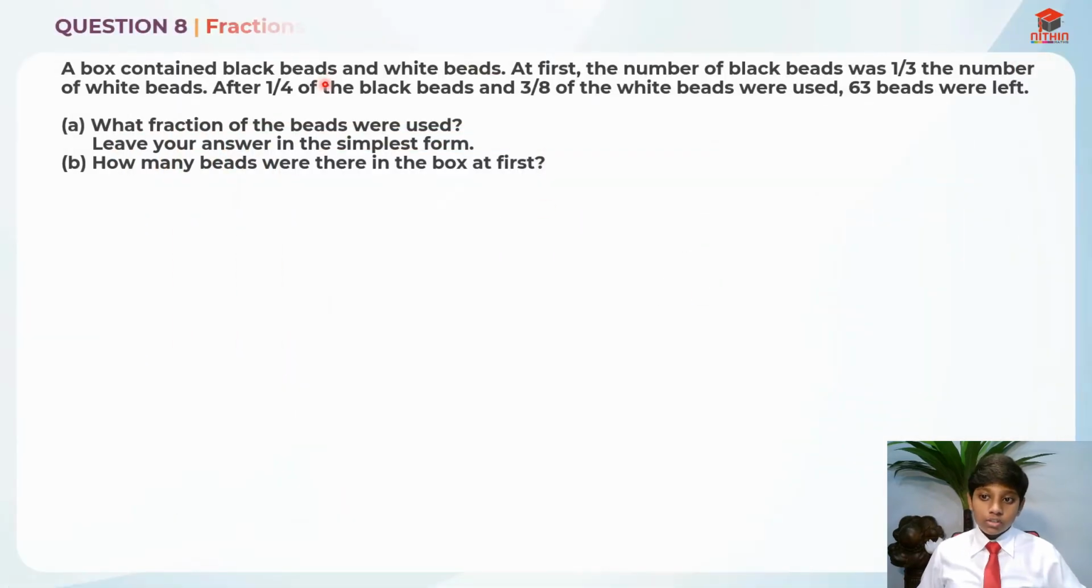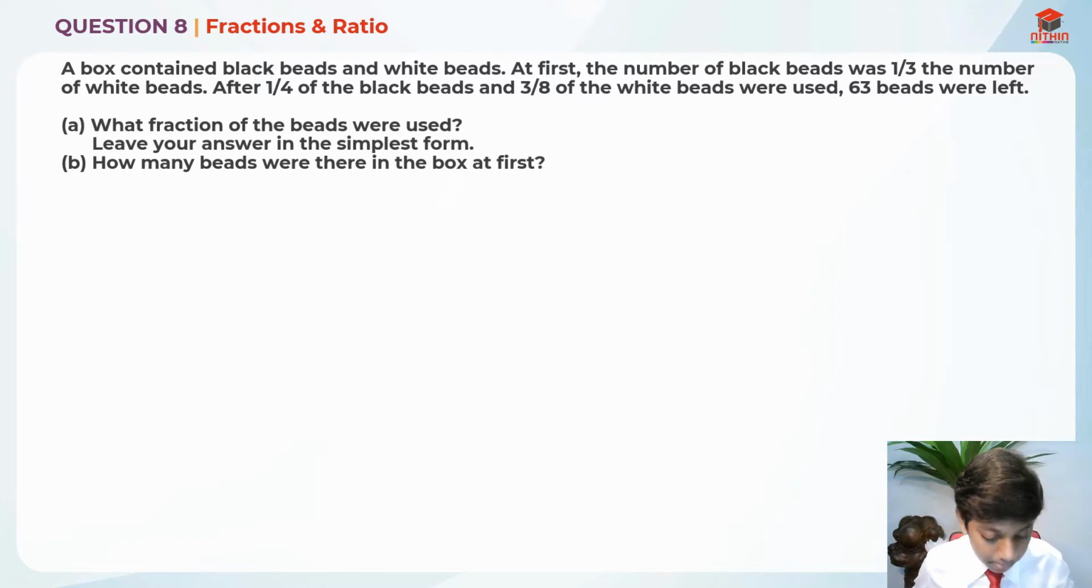So this over here is question 8, and this question is testing us on fractions and ratio. Let's read question 8 for part A first. A box contained black beads and white beads. At first, the number of black beads was 1/3 the number of white beads. After 1/4 of the black beads and 3/8 of the white beads were used, 63 beads were left. Part A. What fraction of the beads were used? Leave your answer in the simplest form.